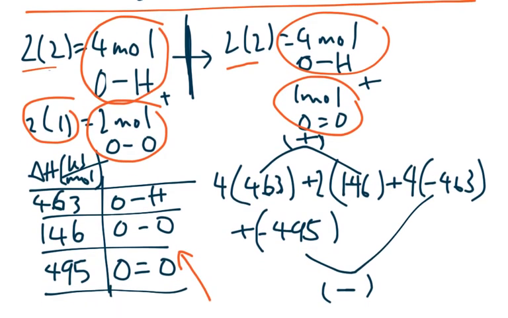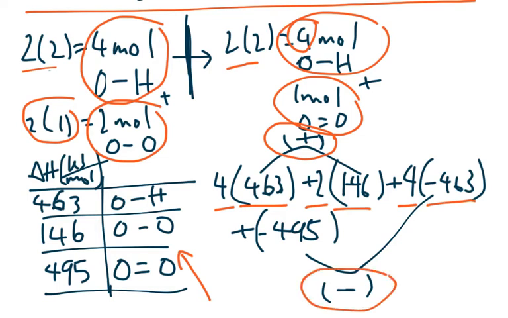So on the left-hand side, we are breaking the bonds, so they will all be positive values. So 4 times the bond enthalpy for 1 mole of O-H single bonds, plus 2 times the bond enthalpy for the O-O single bond, plus 4, because there are 4 moles of O-H bonds on the right side, times not positive 463 kilojoules per mole, but negative 463 kilojoules per mole, since we are creating bonds on this side, so we have to negate all the bond enthalpies on the product side. So instead of being positive, we will use a negative.